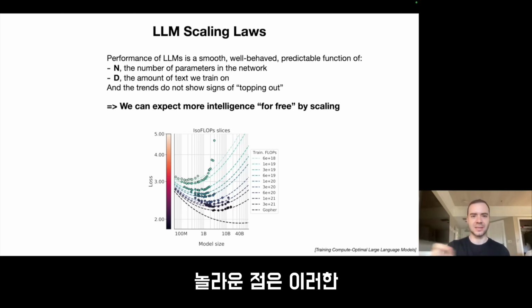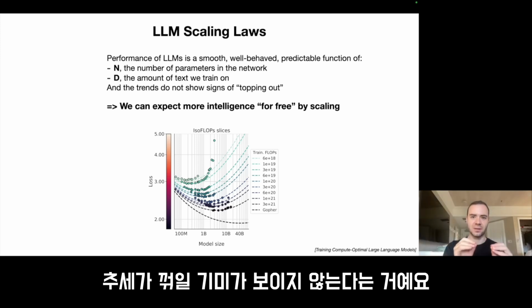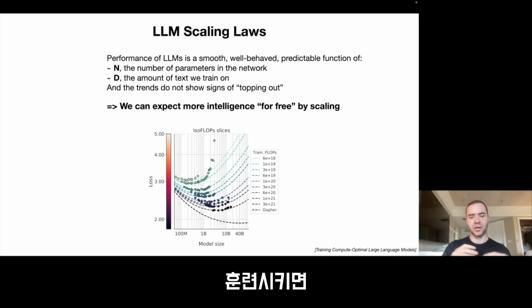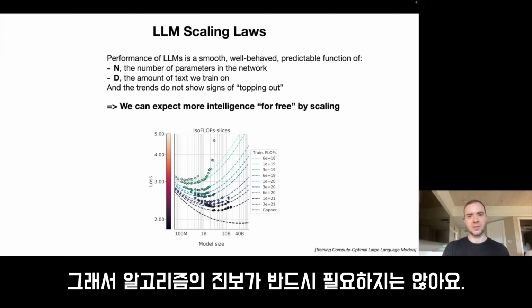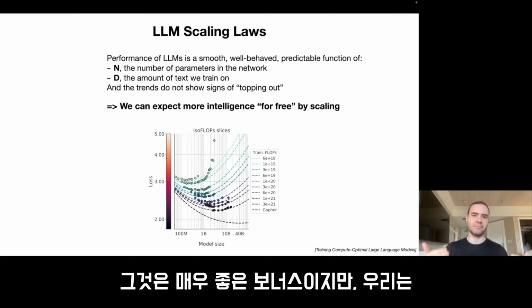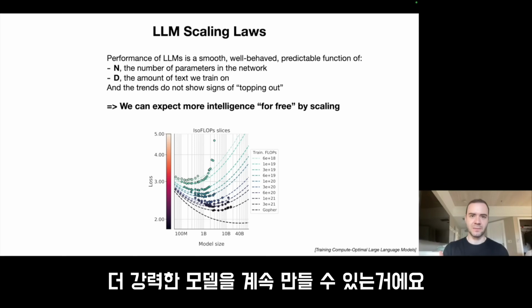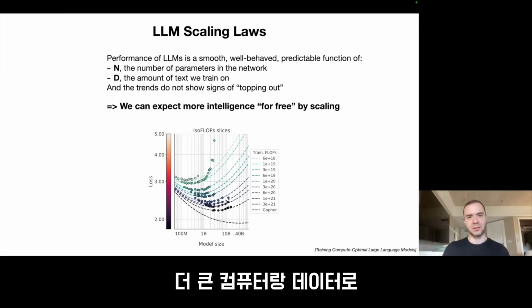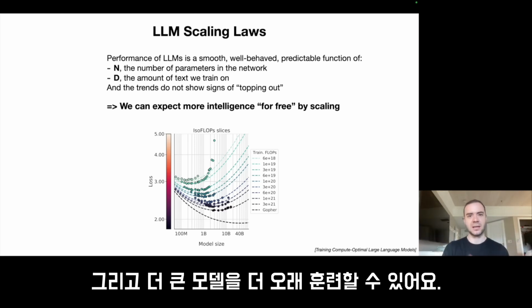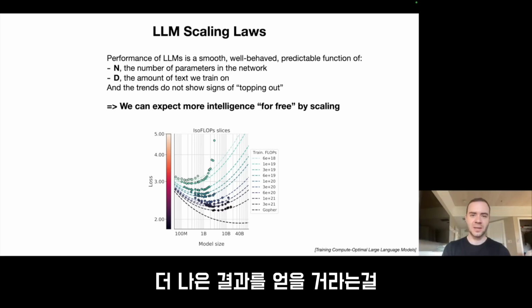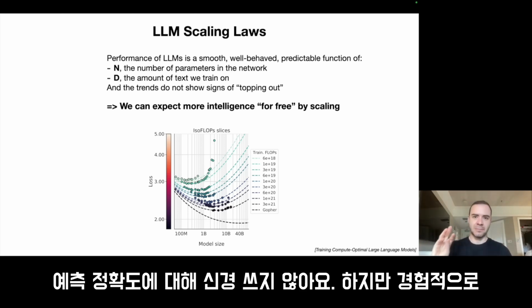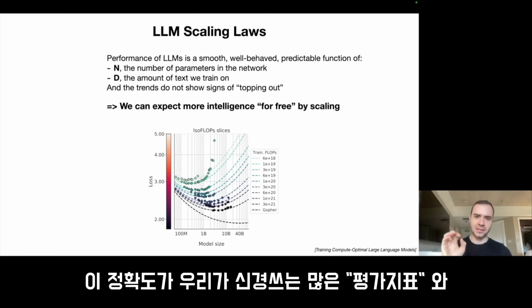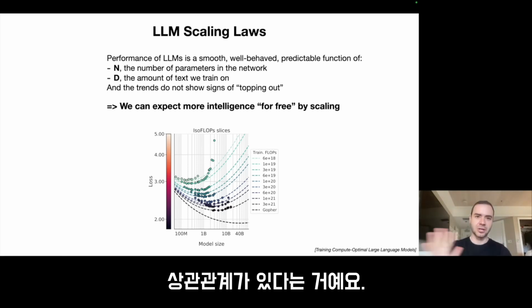And what's remarkable about this is that these trends do not seem to show signs of topping out. So if you train a bigger model on more text, we have a lot of confidence that the next word prediction task will improve. So algorithmic progress is not necessary. It's a very nice bonus, but we can get more powerful models for free because we can just get a bigger computer, which we can say with some confidence we're going to get, and we can just train a bigger model for longer. And we are very confident we're going to get a better result. Now, of course, in practice, we don't actually care about the next word prediction accuracy, but empirically what we see is that this accuracy is correlated to a lot of evaluations that we actually do care about.